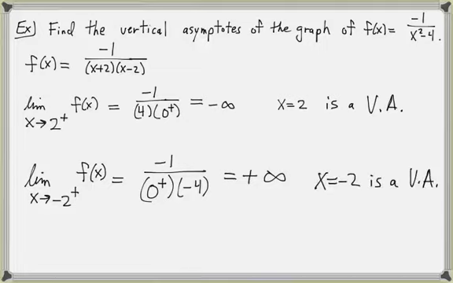So the key idea is to look at when the denominator of this function would equal 0. This is where we could potentially have vertical asymptotes of the graph. In other words, for this particular function, that's why we looked at the limit as x approaches 2 and as x approaches negative 2.